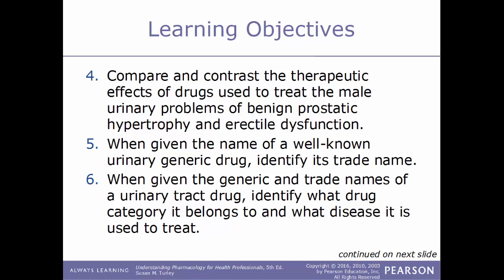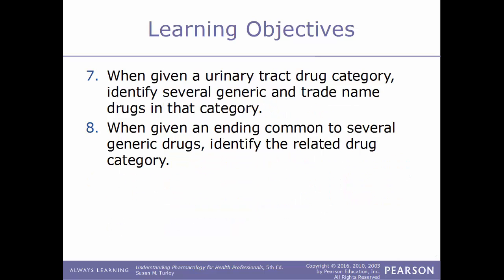When given the generic and trade names of a urinary tract drug, identify what drug category it belongs to and what disease it is used to treat. When given a urinary tract drug category, identify several generic and trade name drugs in that category. And lastly, when given an ending common to several generic drugs, identify the related drug category.